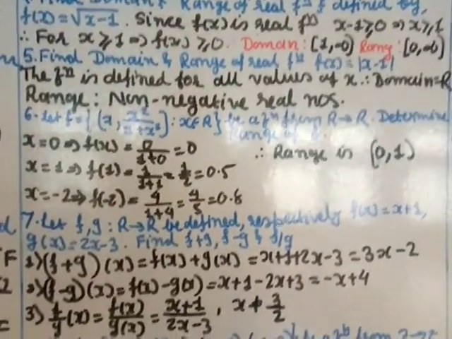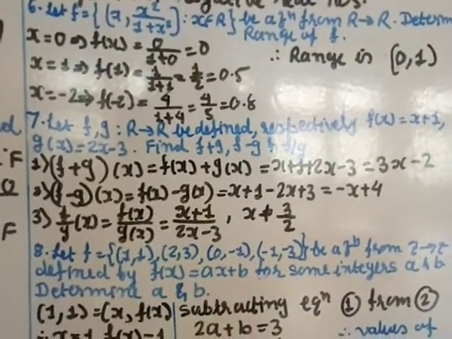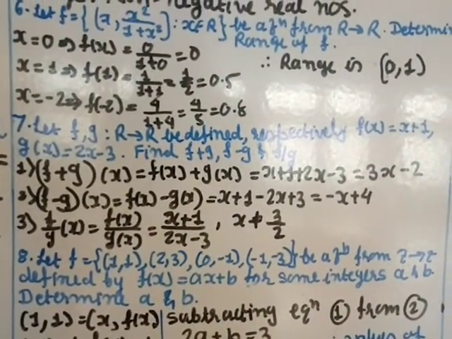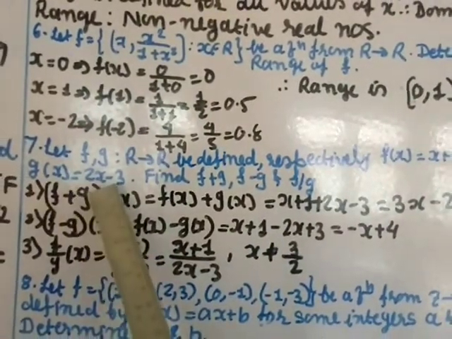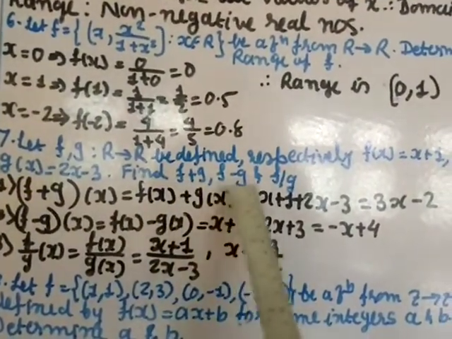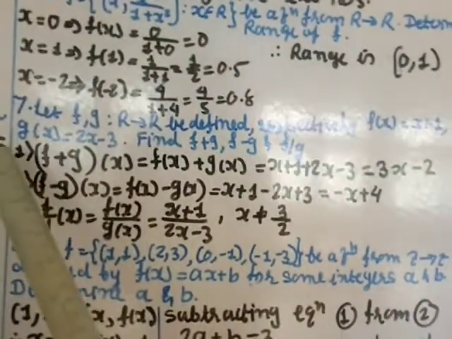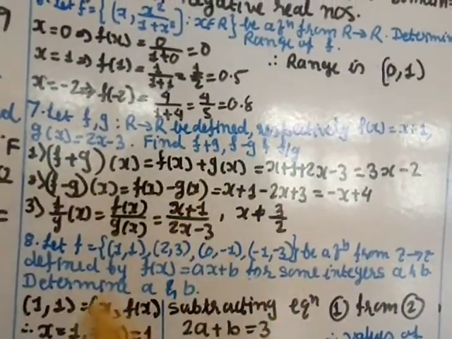Question number 7. Let f, g: R to R be defined respectively by f(x) equal to x plus 1, g(x) equal to 2x minus 3. Find f plus g, f minus g and f by g. Let us find first f plus g. This is algebra of functions.